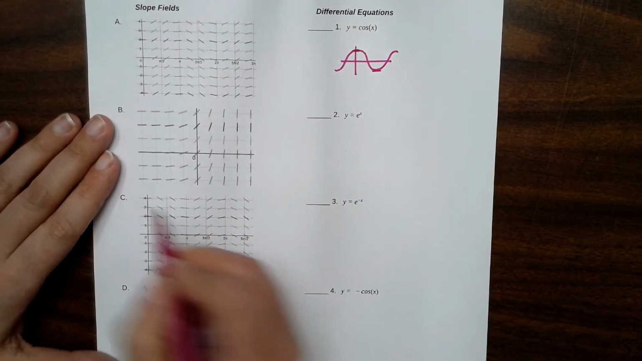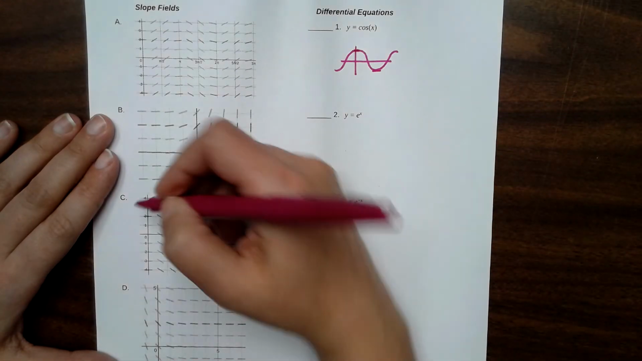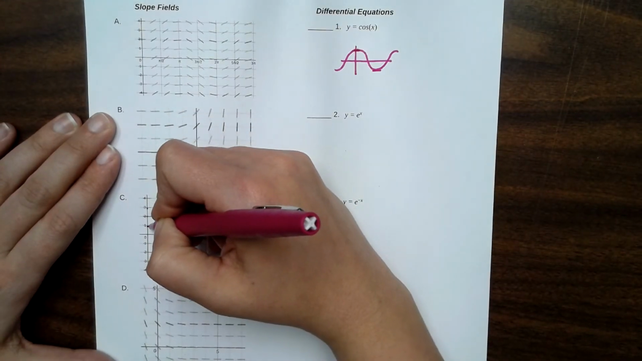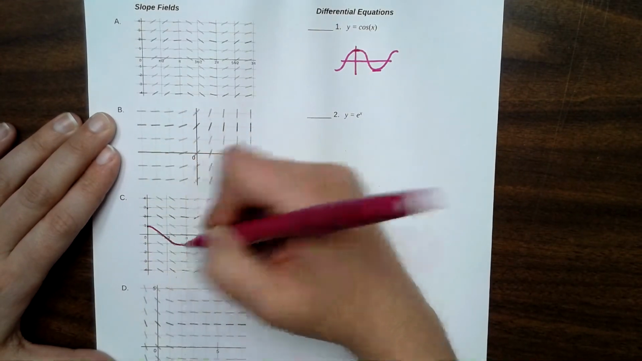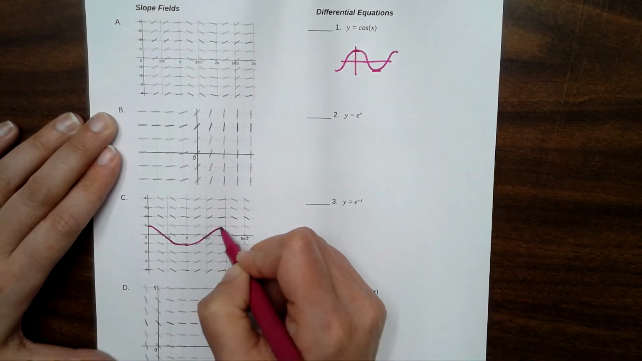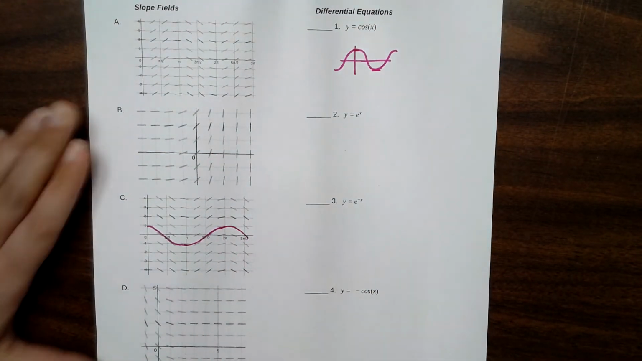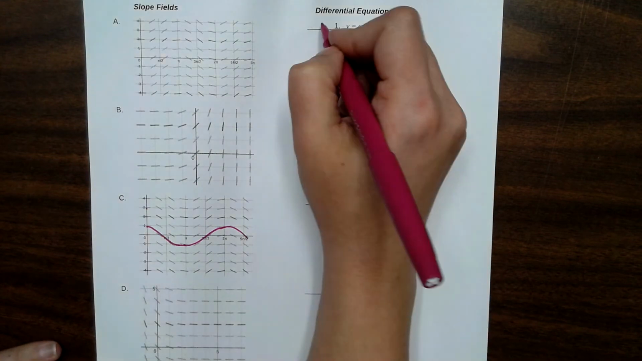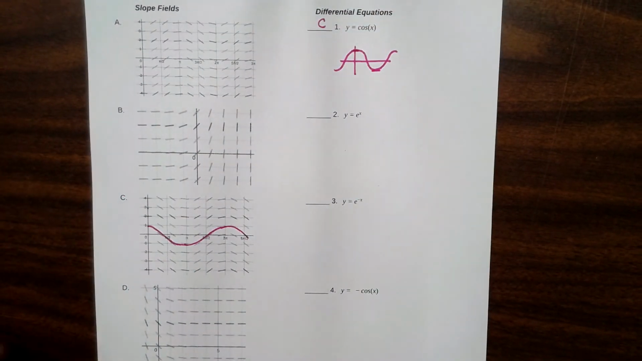If I follow the wave here and just ride the pattern, I'm going to have it go down and come up and then go down, which looks to me like a cosine graph. So I would say option C is probably cosine.